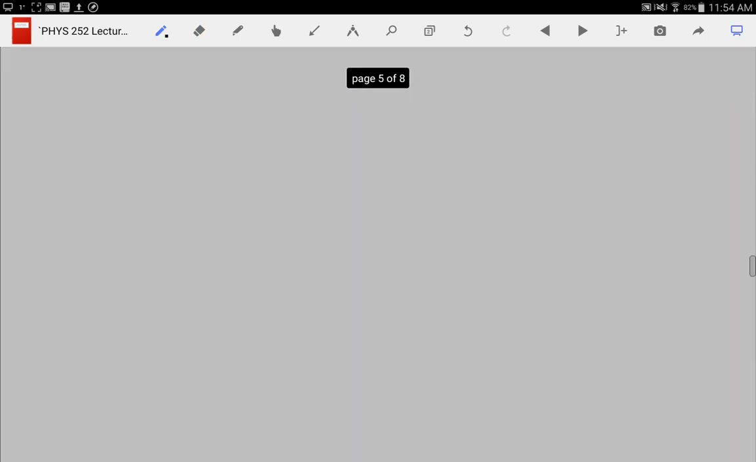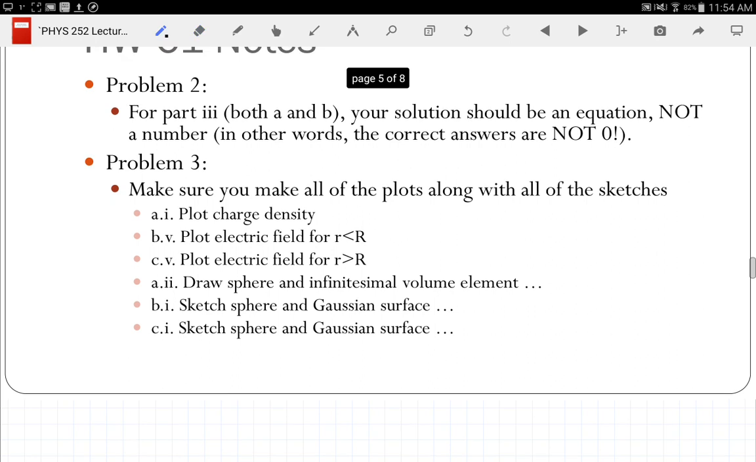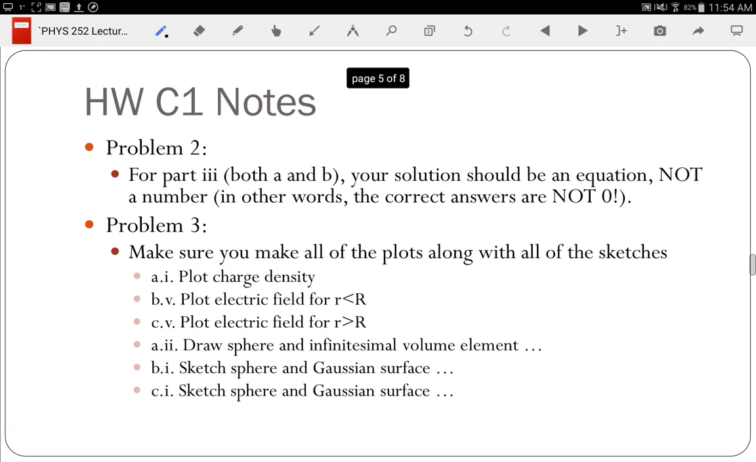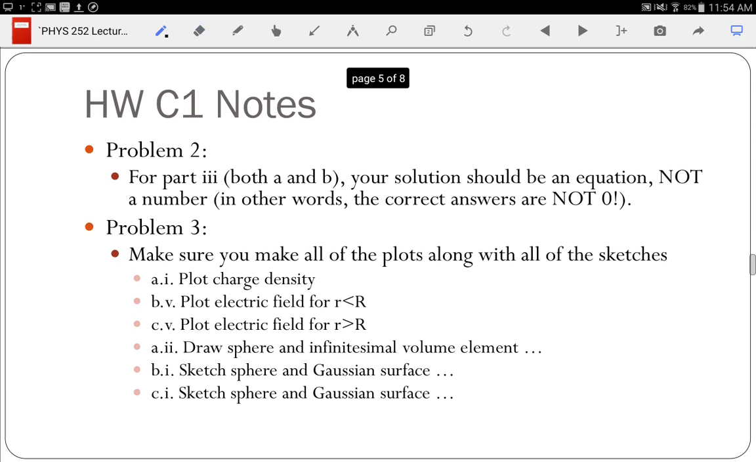Okay. Next slide. Homework notes. Now, we've already looked at problem 5. The next slide is going to have some notes on problem 5. We probably don't need to talk about that at this point. Problem 2. How many people have completed problem 1?